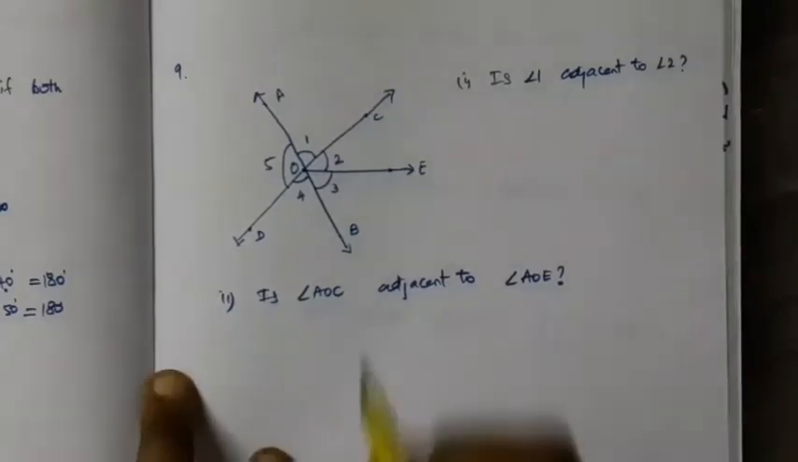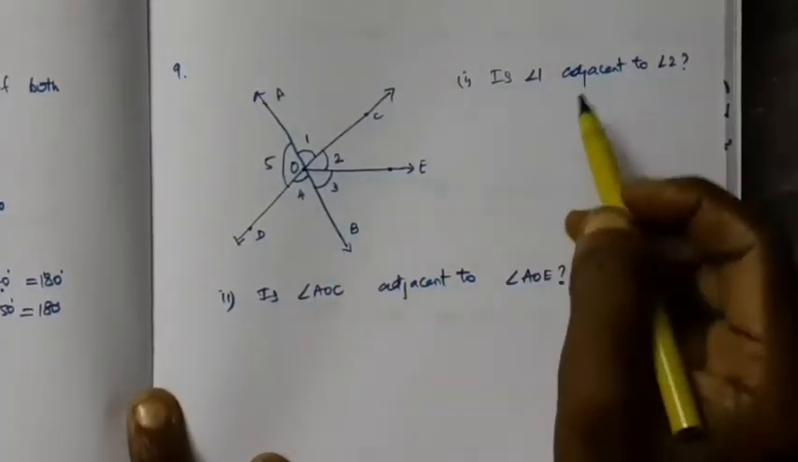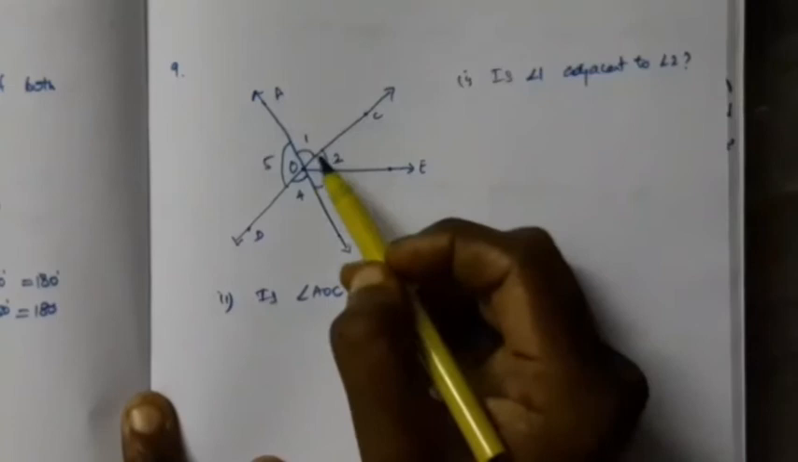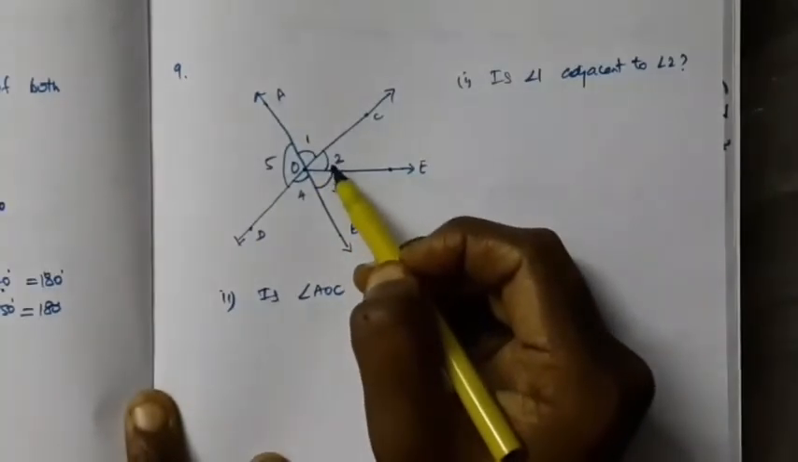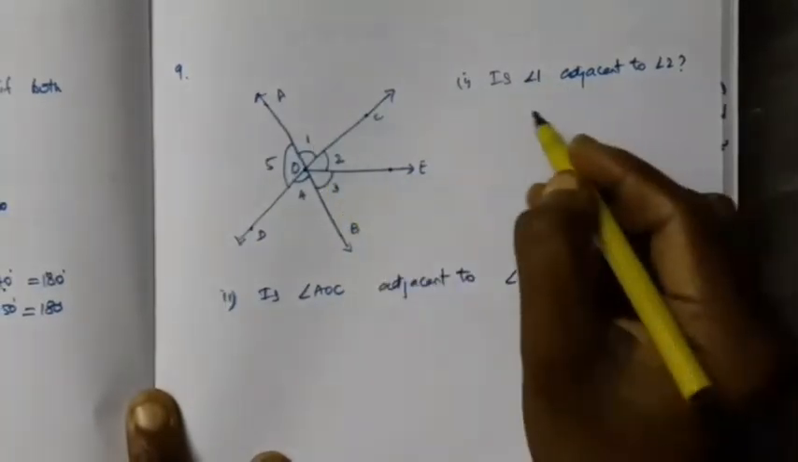Next question is, given this figure, is angle 1 adjacent to angle 2? This is angle 1 and this is angle 2. They are adjacent. Yes.